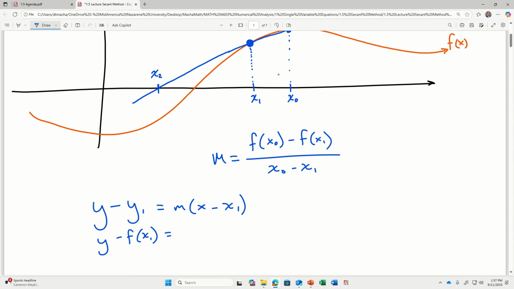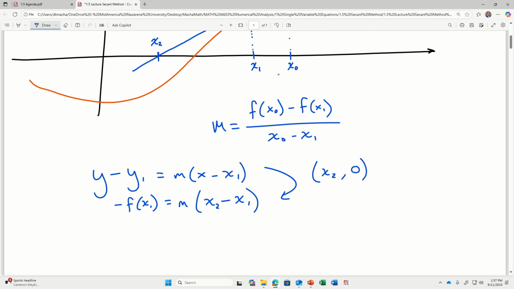This is my big M value. And the x value I'm trying to find is this. I want to find a point where y is equal to 0. So let me change the y into a 0.